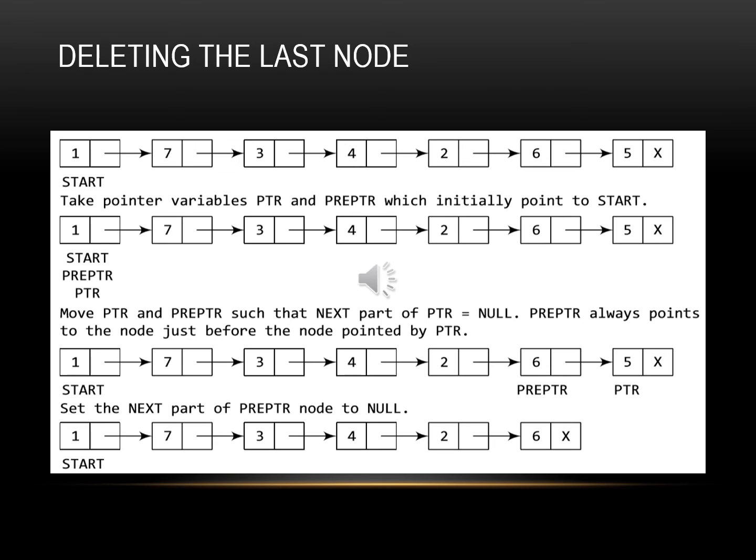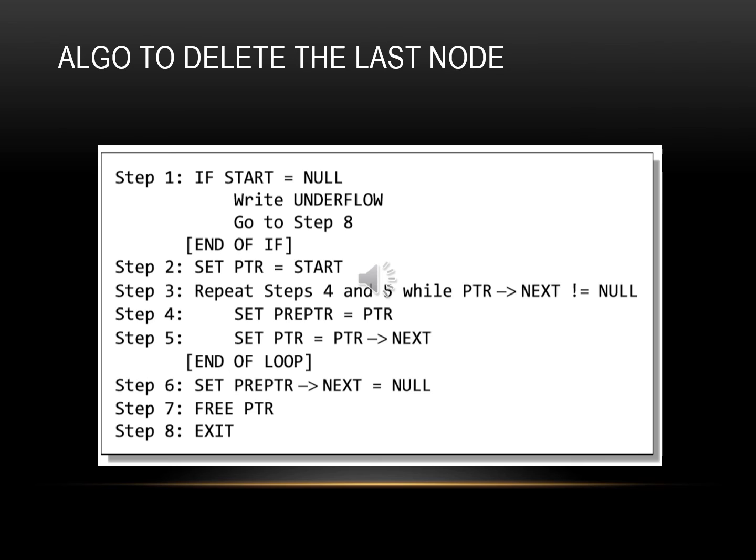So what we can do is we can set the next part of the pre-pointer as null and we can free the pointer. Let us take a look at the algorithm. The first step remains the same, and we set pointer to start and we repeat steps 4 and 5 while pointer next not equal to null. That means till the pointer variable reaches the last node.